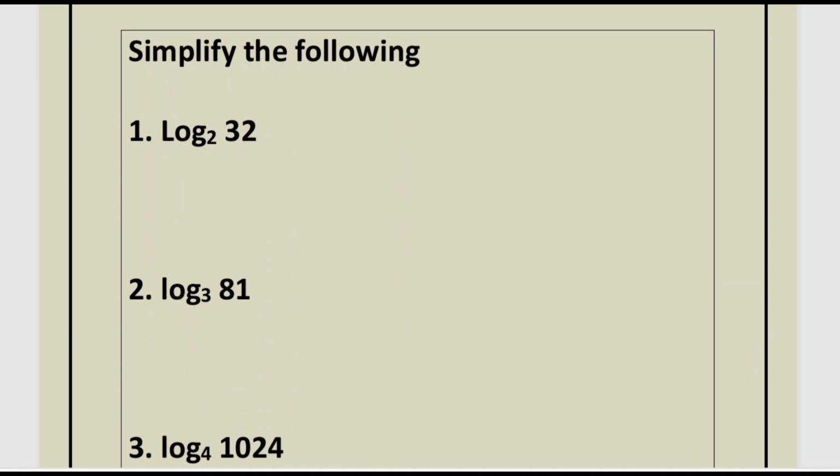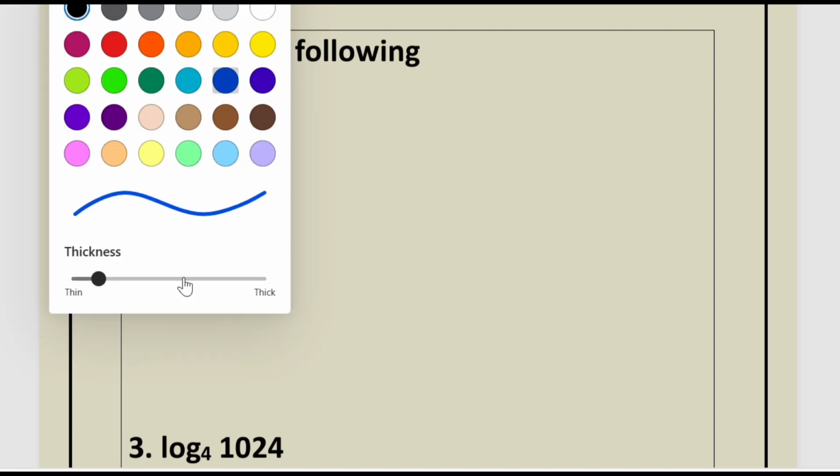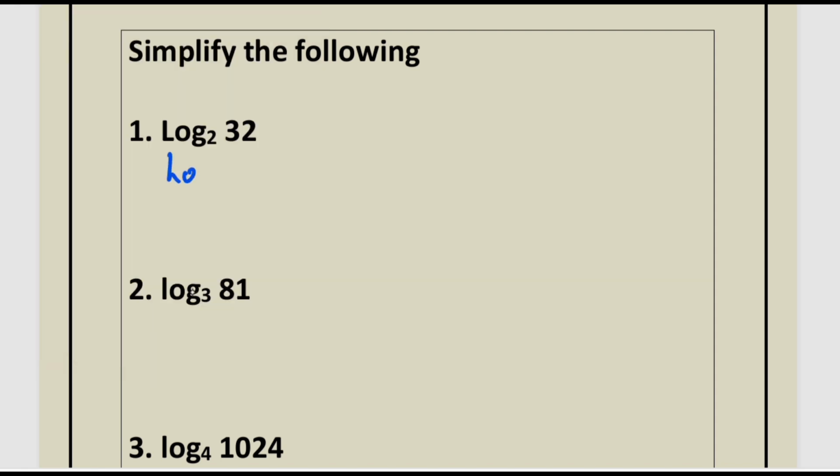Like the way we are now moving to this particular concept, we are told simplify the following. We are told simplify log to base 2 of 32. So in this case, we are going to express 32 to base 2. So we shall have log to base 2, 32 becomes 2 raised to power 5. So in this case, we are going to bring down the power 5. So we shall have 5 log 2 base 2.